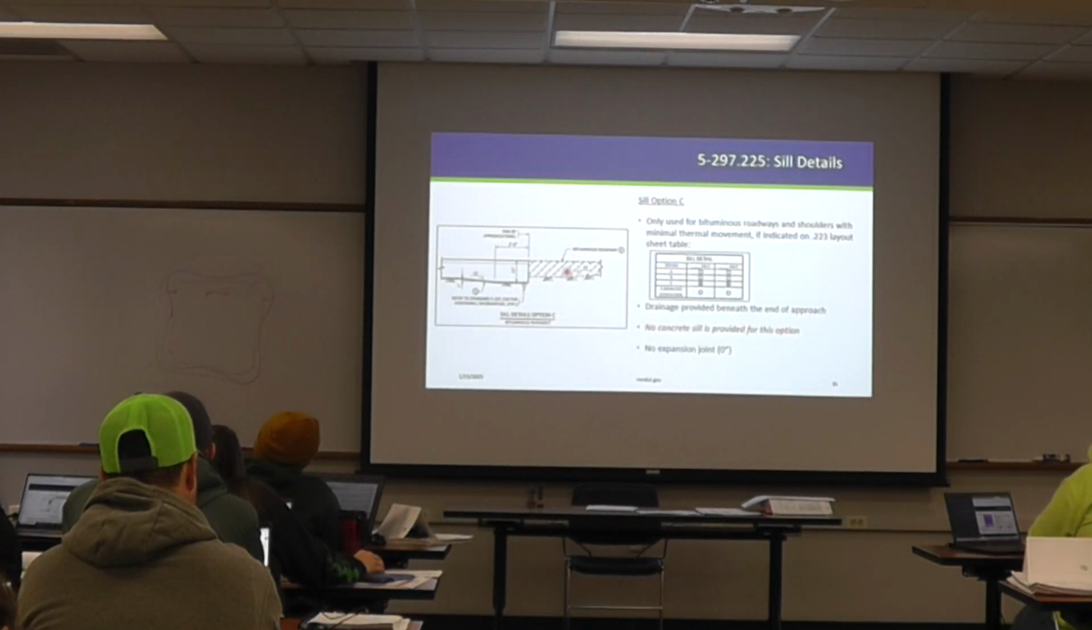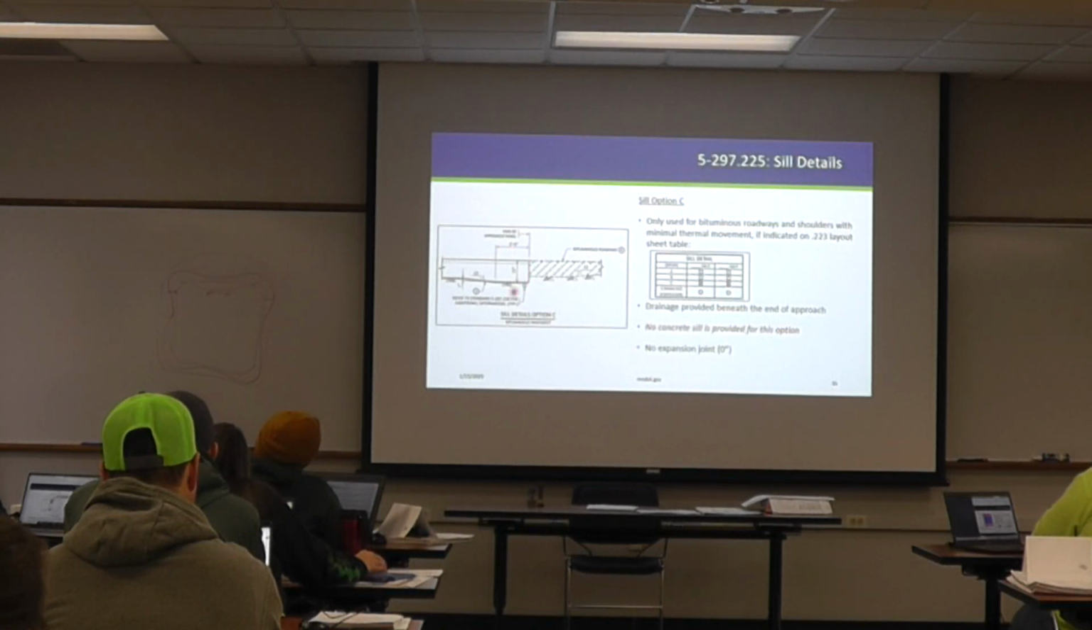There's no E8 or E5 there, and there's no actual concrete sill. We still do have drainage here. That's because there's this vertical interface where moisture could get down, so we like to have that provided. And we still do have that polyethylene placed underneath the approach panel to encourage the approach panel itself to shift.